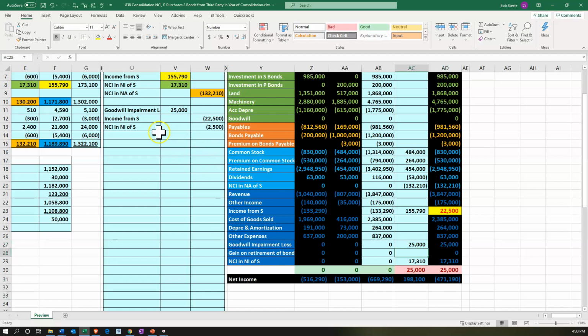Then we got the income from S. This is going to go down to 0. This is one of those exciting moments. So we're going to say F2 plus F2. We're going to be picking up that 22.5. And once I hit enter, that's going to go down to 0. Savor it. Woo! There it went down. That's what we wanted to see happen. Then we've got the non-controlling interest in the net income. It's going to be down here. We're going to say F2 plus F2, and we're going to pick up that 2,500, so we're back in balance there.